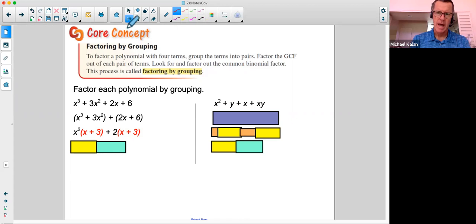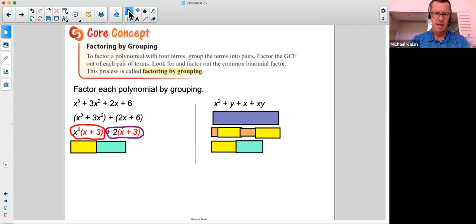Well, if you look at this entire blob and this entire blob, in other words, the terms in a bigger sense for this problem, what is their GCF? I'll give you a hint. It's in red. Don't they each have x plus 3 as a common factor? So our GCF between this oval and the purple oval is x plus 3. So I'm going to pull an x plus 3 out of each of those.